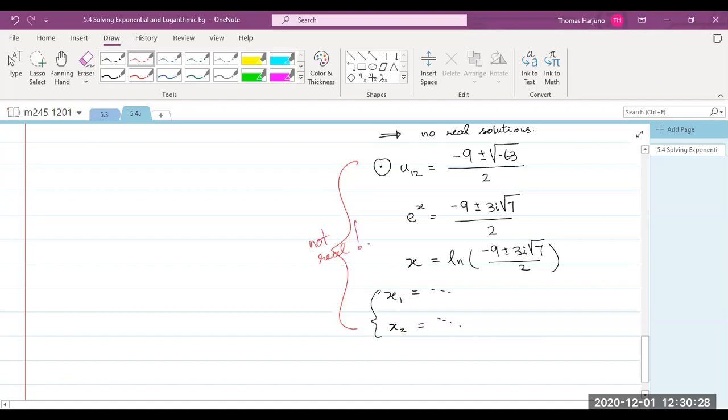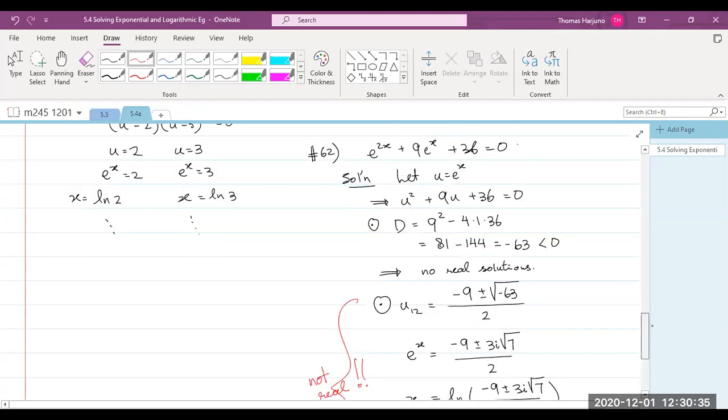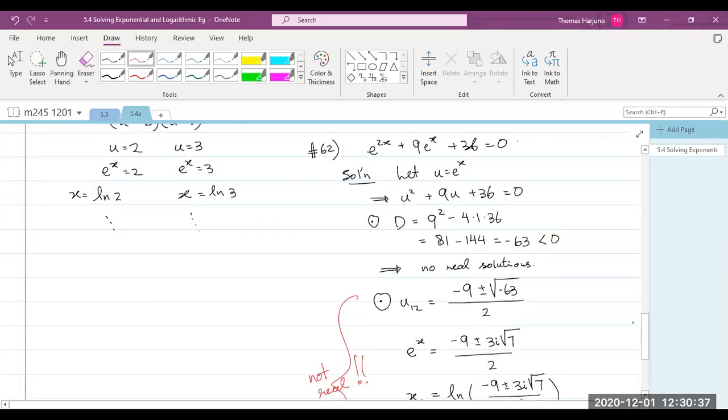So your textbook will say no solution. But I just showed you what happens if it's not factorable. Don't forget you still can use completing the square, or in this case I use the quadratic formula, right? Second, what if the discriminant is negative? Well, if the discriminant is negative, like in this case, there are no real solutions. But what if it is positive? Then you have real solutions.